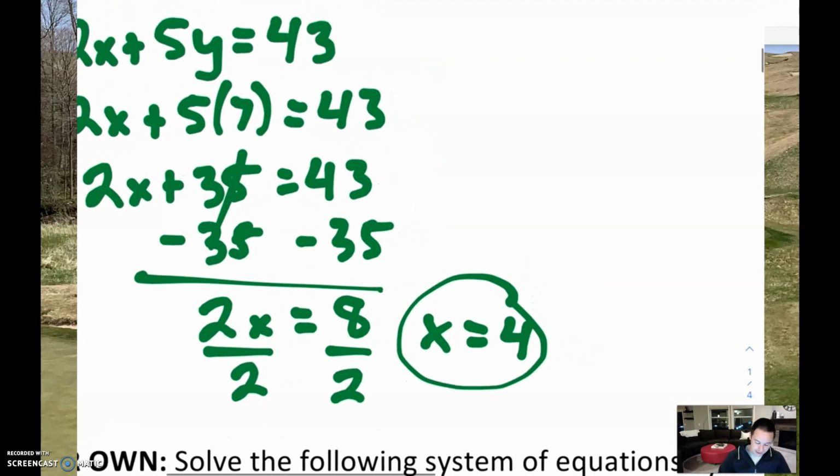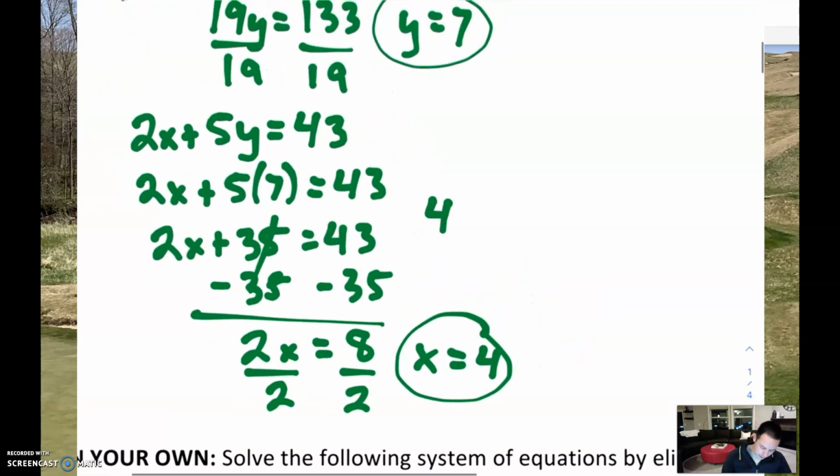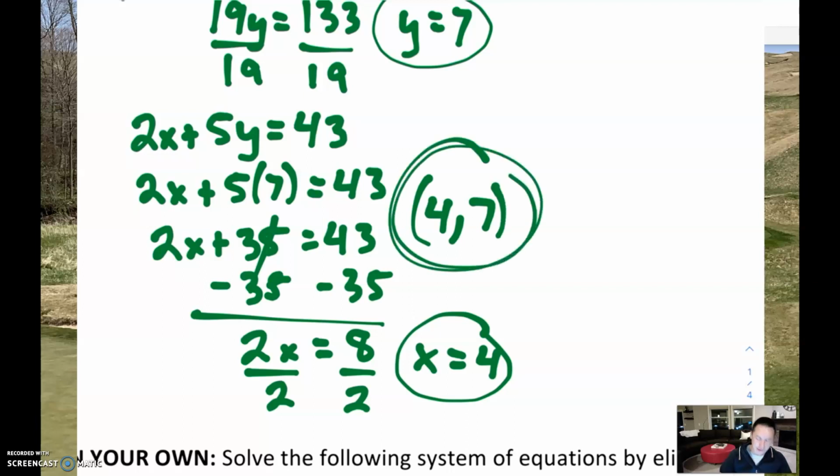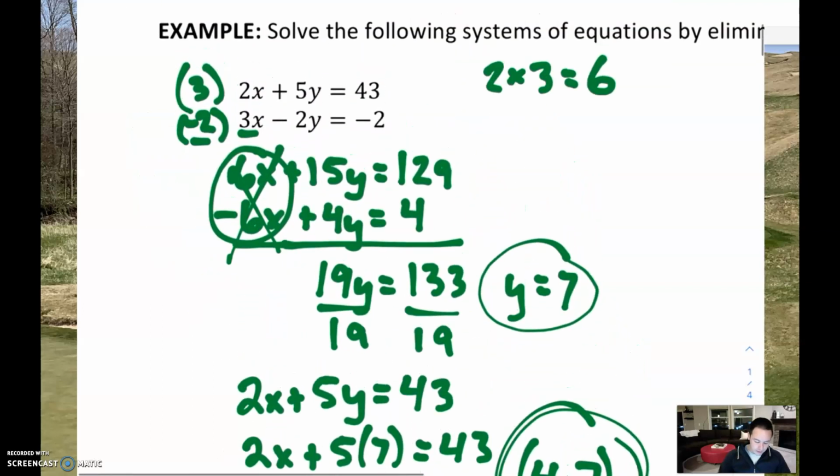Don't forget to write your answer as a coordinate. The x coordinate is 4. The y coordinate is 7. And there is your solution, (4, 7). So all we did was turn these x's into a 6x and a negative 6x, and they were eliminated.